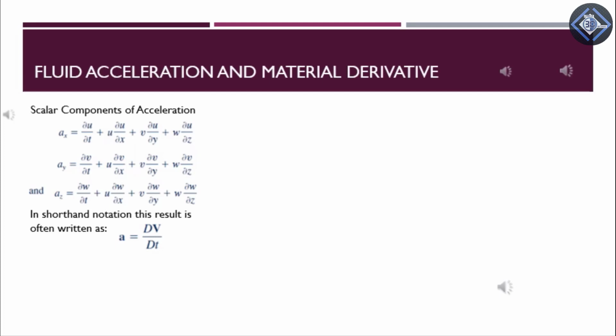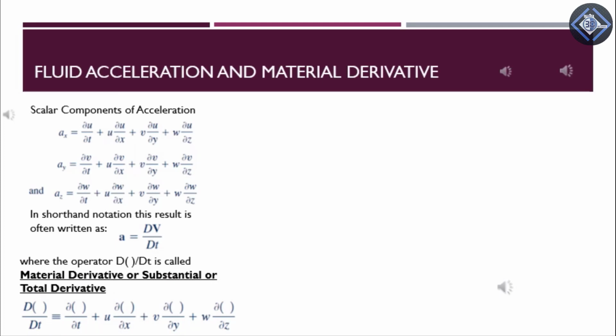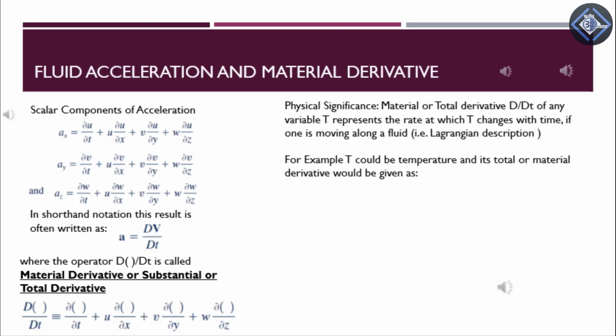The operator capital D over capital Dt is called the material derivative or substantial or total derivative. And you can see that on your screen as well now. The expression that you can see for material derivative or substantial derivative on your screen is very similar to the expression for acceleration that we saw on the last slide as well. Physically, a material or total derivative of any variable T represents the rate at which that variable T changes with time if one is moving along a fluid.